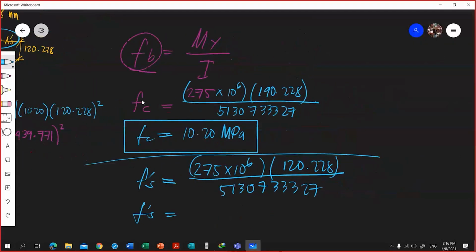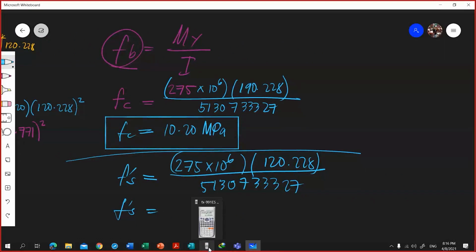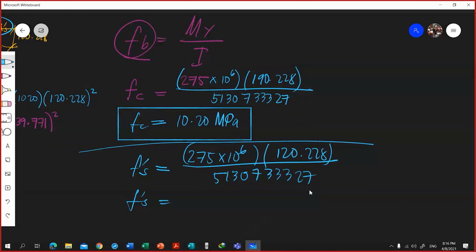So your value for Fs prime is 6.44. Wait, I forgot something. For our Fs, we convert the steel into concrete. In compression, it is twice, so we multiply by 2n. So you have to divide the Fs prime by 2n.